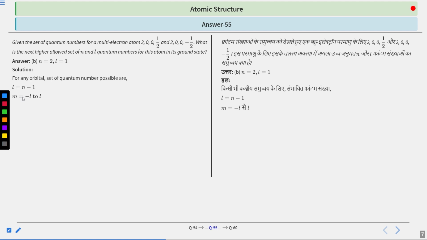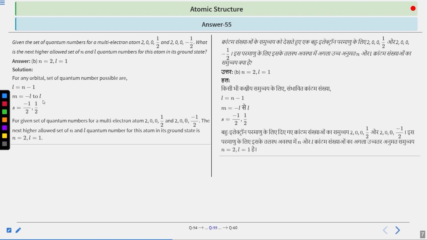And what is the value of m for a given value of L? It goes from minus L to plus L, and it has a total of 2L plus 1 values. And the spin quantum number always has two values, minus half and plus half.